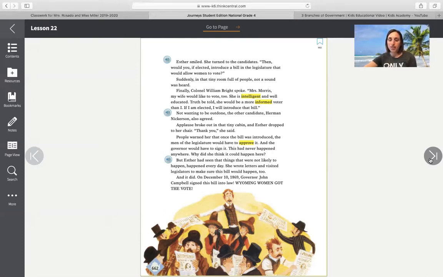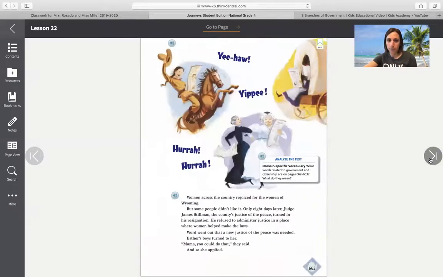So boys and girls, you can see that Esther did it. She set out for something else. She wanted women to be able to vote in her town. And sure enough, after working hard and being determined and not stopping when people told her to stop, she was able to make that happen in the town of Wyoming.